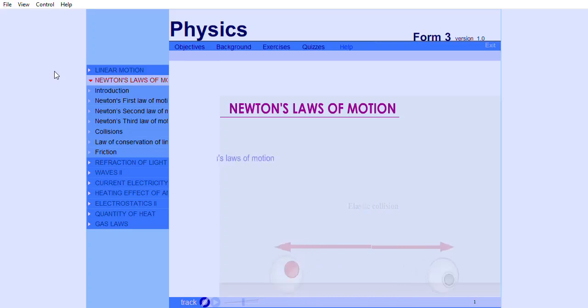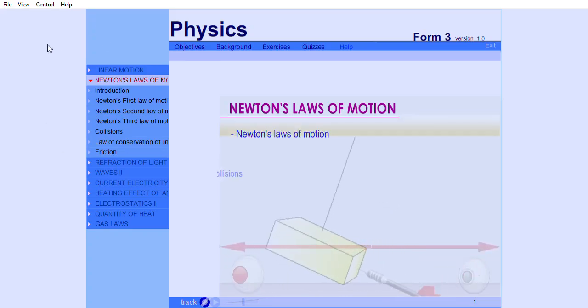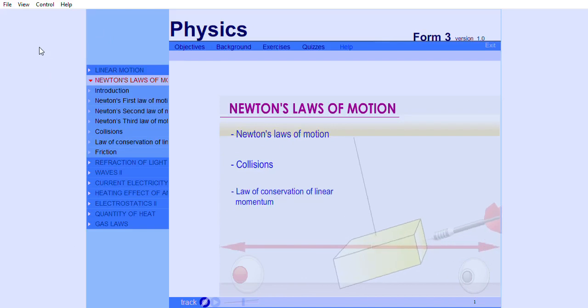Topics: Newton's laws of motion, collisions, conservation of linear momentum, and frictional forces.